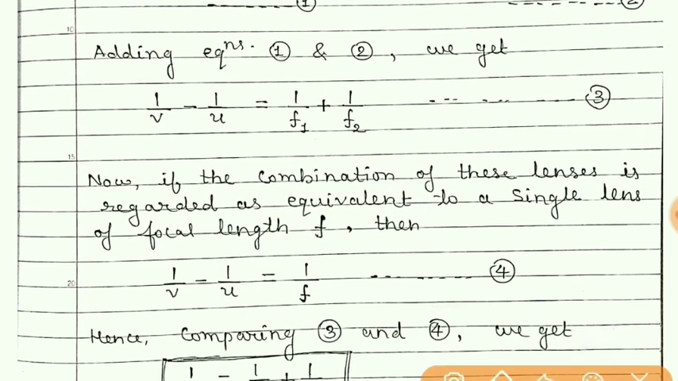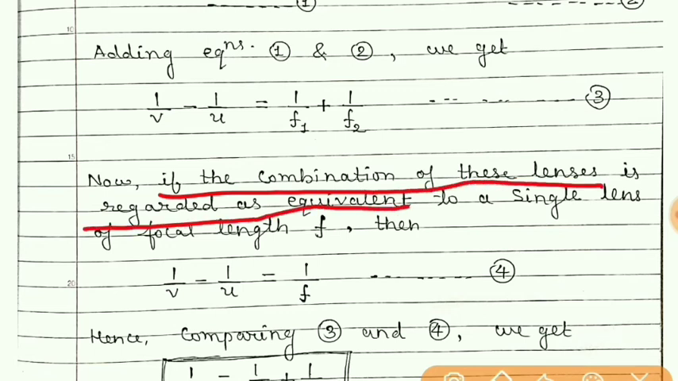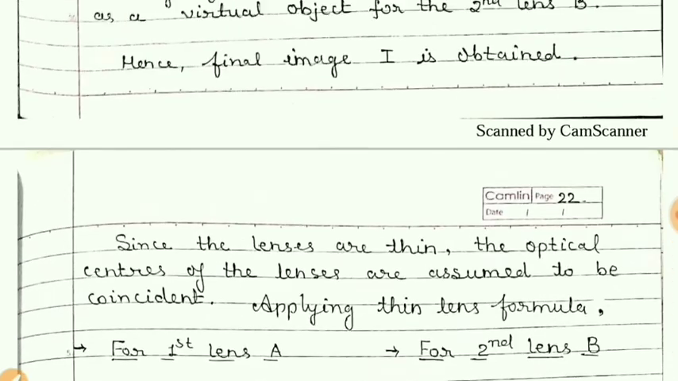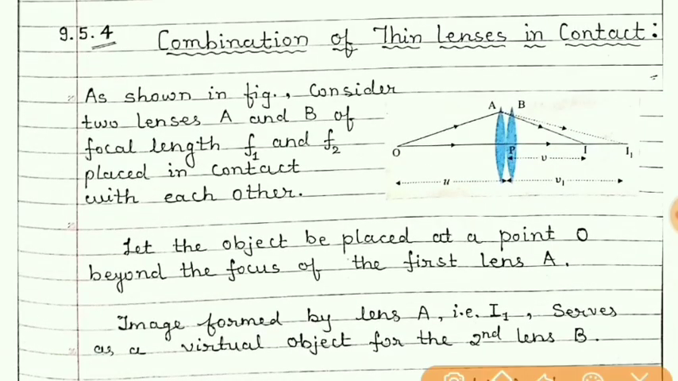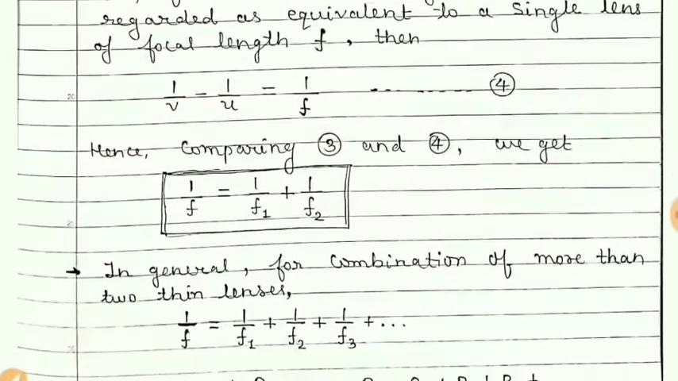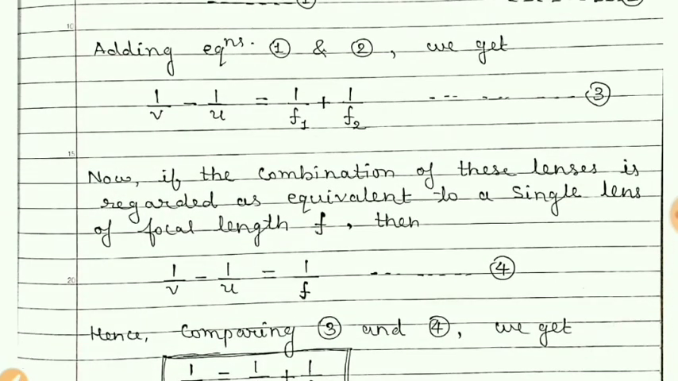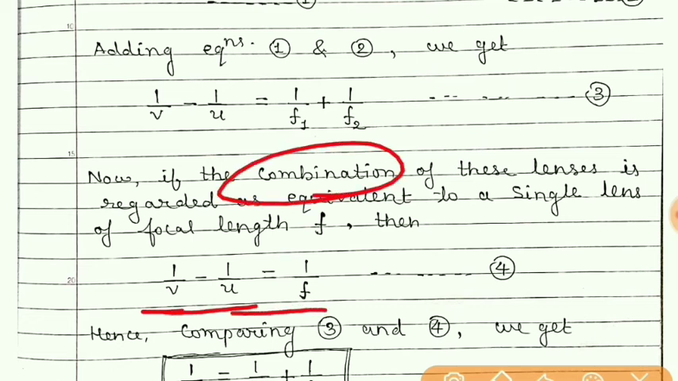Now suppose the combination of these lenses is regarded as equivalent to a single lens, that means if we consider this combination of two lenses as a single lens only, like this, then according to the lens maker's formula, we can write 1 upon V minus 1 upon U is equal to 1 upon F. This is for the combination, considering both the lenses as one single lens. Let us give this equation number 4.